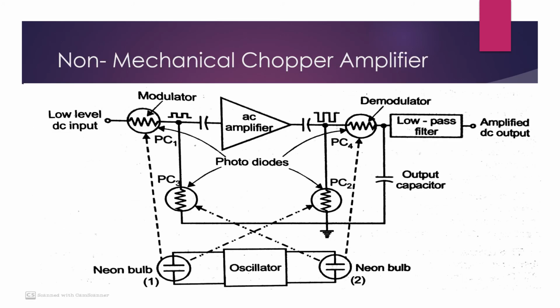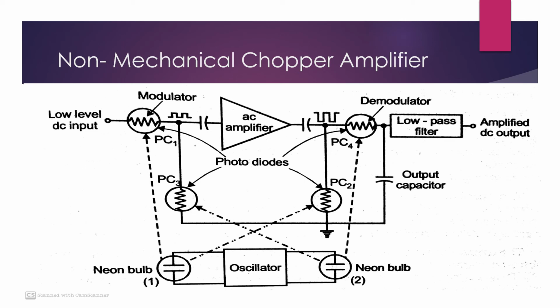Now let us see the next type of chopper amplifier, which is the non-mechanical chopper amplifier. Here we use photoconductors or photodiodes for the modulation and demodulation process. It acts as a switch by means of incident light. From the diagram, we can see the oscillator which drives two neon bulbs into illumination on alternate half cycles of oscillation. We have two bulbs, as I told already.